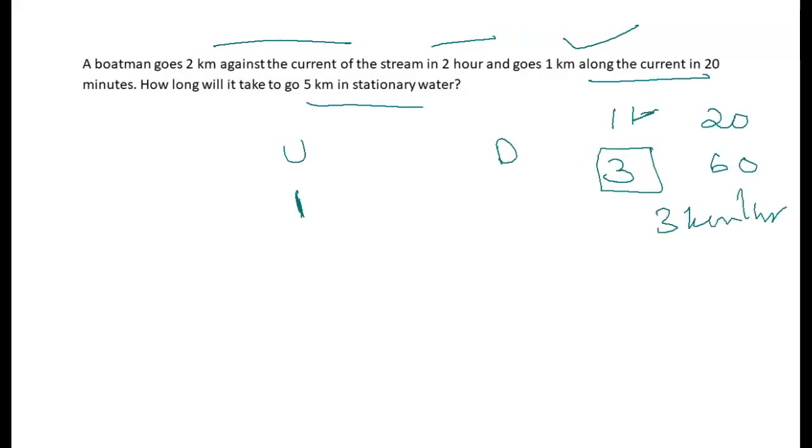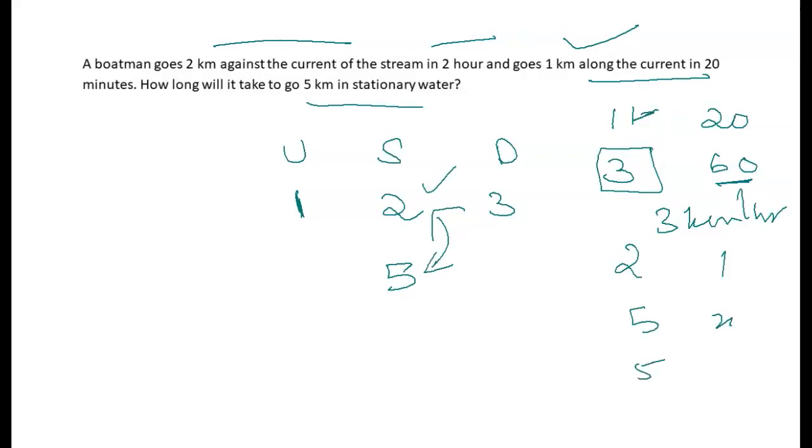So 20 minutes, 1 kilometer. In 60 minutes, how much does it go? So still water speed, stationary water, what's its speed? 2 kilometers per hour. For 5 kilometers, how long will it take? For 1 hour, it's 2 kilometers. Then for 5 kilometers, 5 divided by 2, just 2.5 hours.